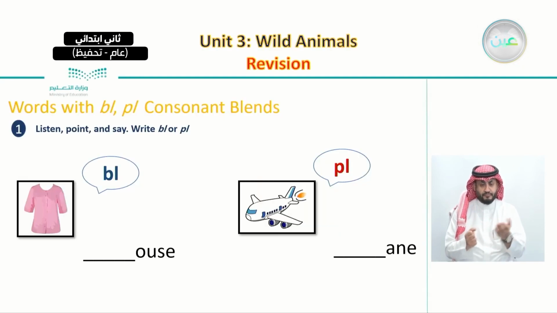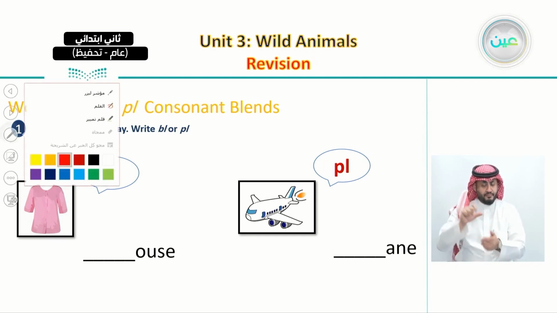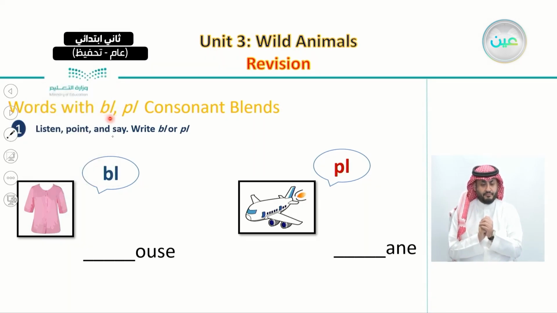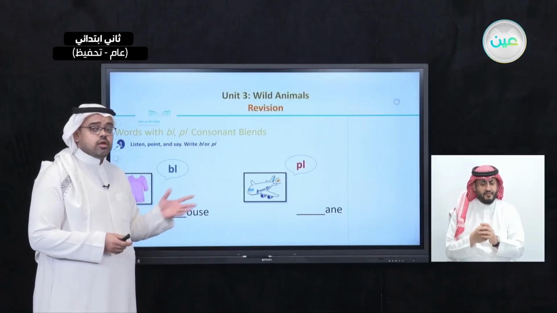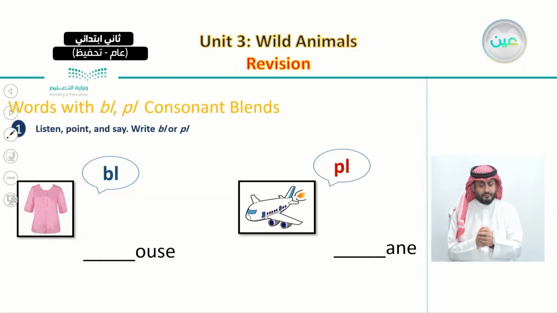Quick revision on our last lesson. In our last lesson, we did learn a couple of words that have two different sounds. The first one, words that start with the BL sound, and also the other words that start with the PL sound. And we did give examples of these two sounds that can be seen in these two words.